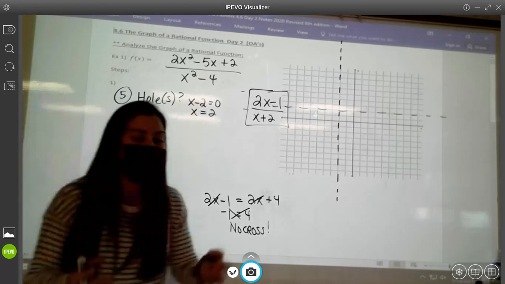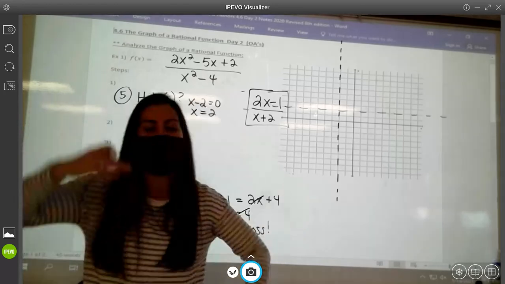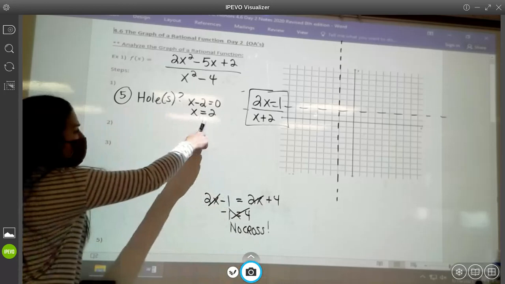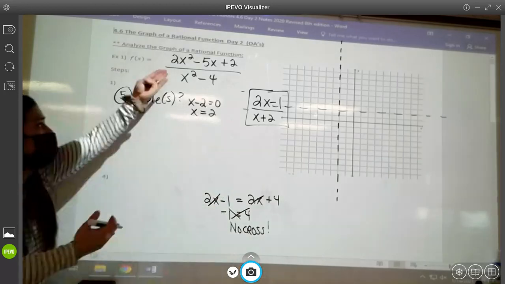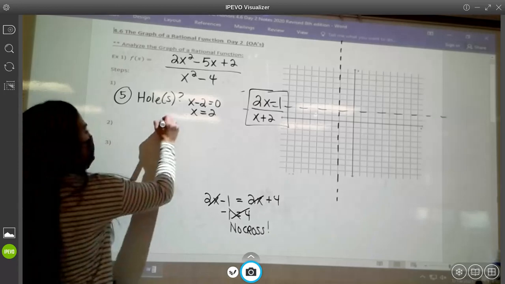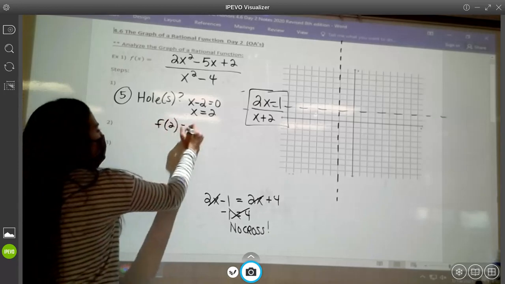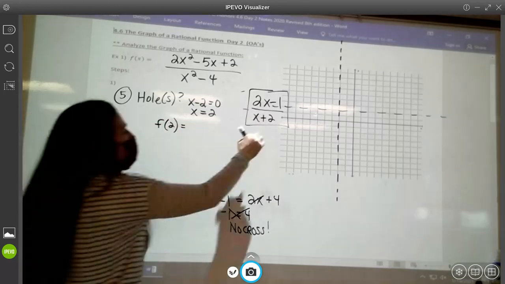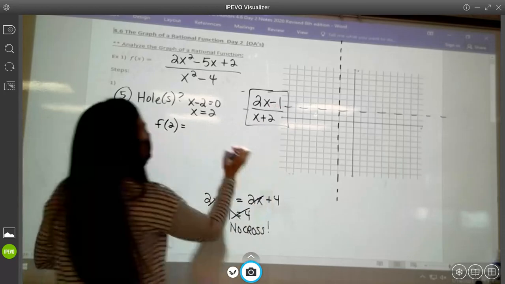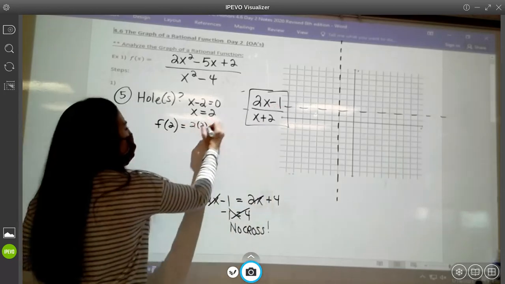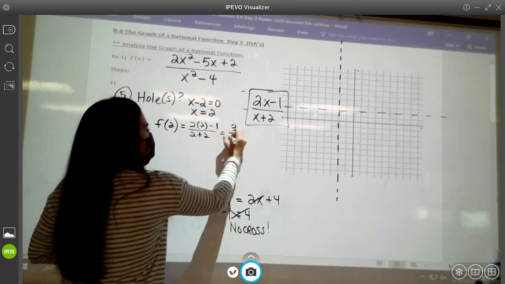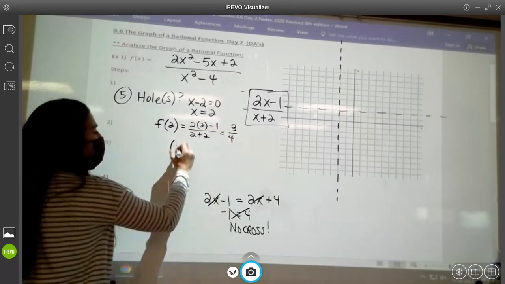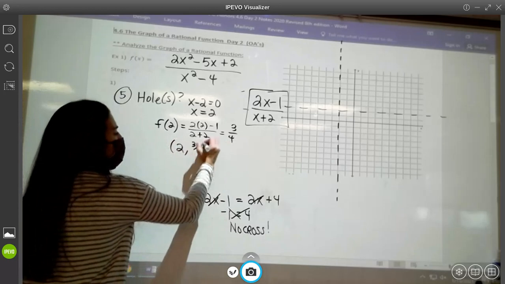But a hole, guys, is a point. It needs an x coordinate and a y coordinate. The x coordinate of our hole is clearly 2. What's the y coordinate? You've got to plug 2 in and see what number comes out. So I plug 2 into the reduced version. There's no reason to go back. That's 2 times 2 minus 1 over 2 plus 2. That's 3/4. So you have a hole at the point (2, 3/4).